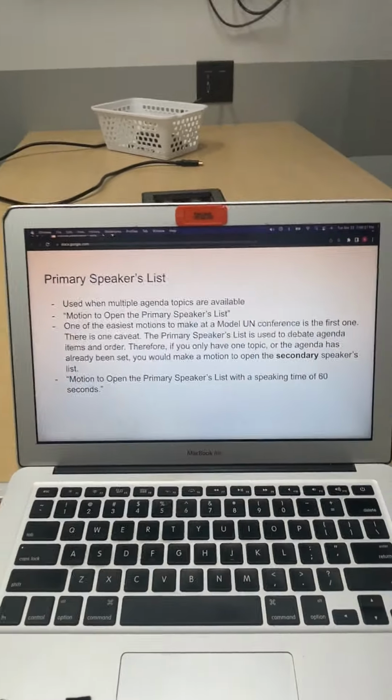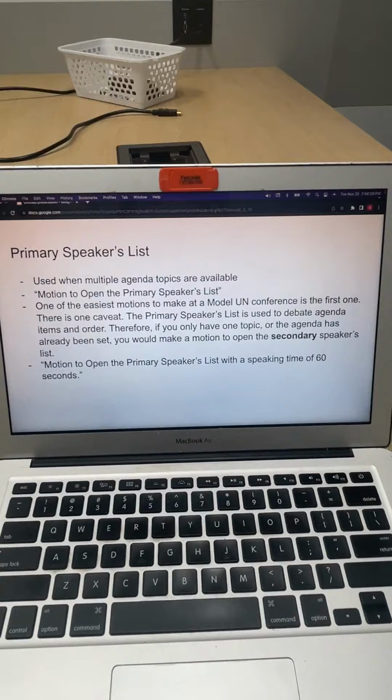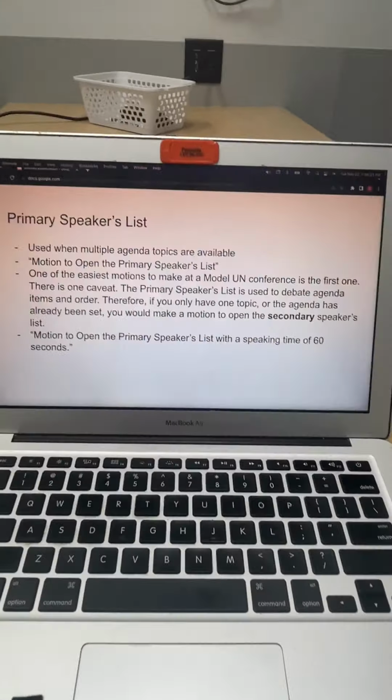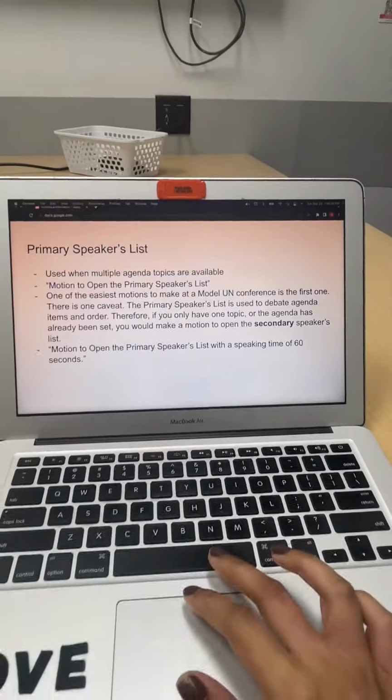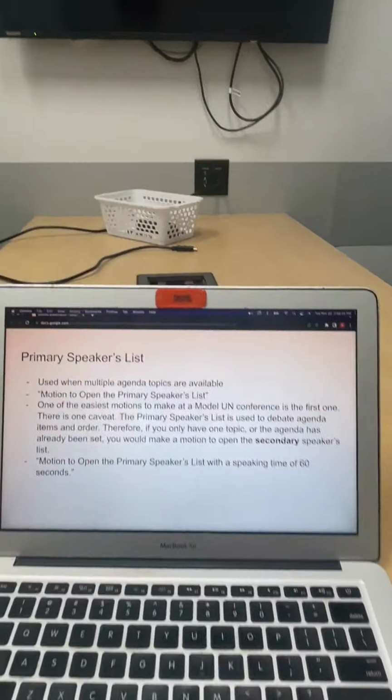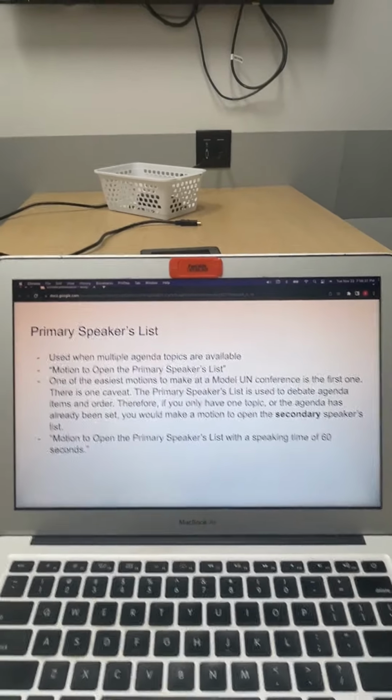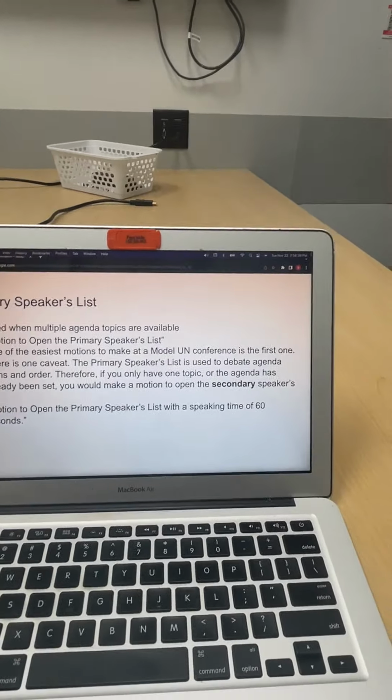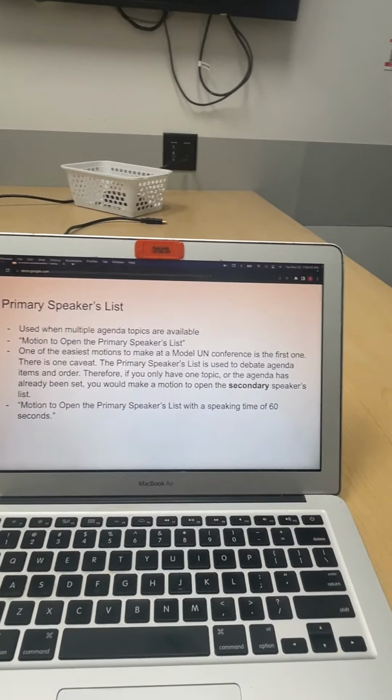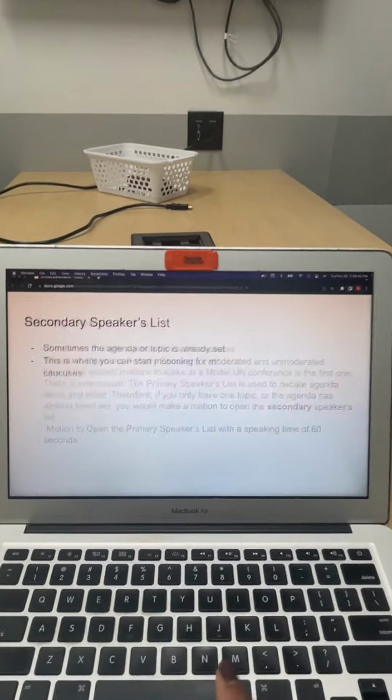And so you wouldn't really need the primary speakers list, and in that case, you would motion for a secondary speakers list. Motion to open the primary speakers list with a speaking time of 60 seconds, and then you would propose what the agenda topic is. Say you want to do climate change, whatever it is.